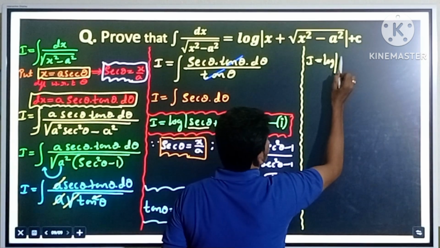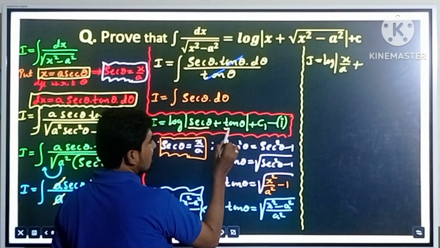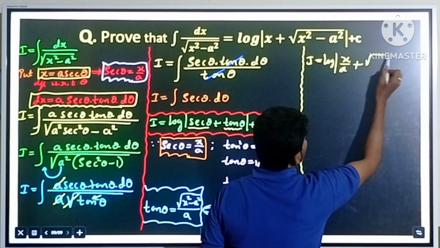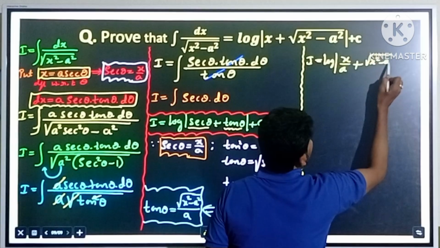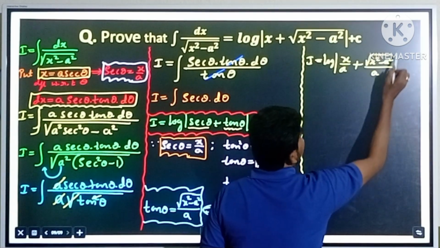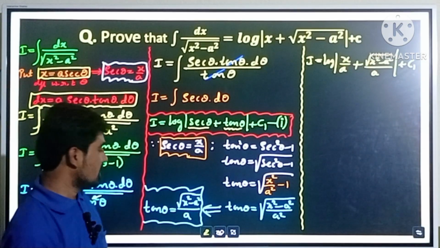X by a. So in place of secant theta, x by a plus tan theta. What is tan theta? Root x square minus a square divided by a, plus constant C1. I hope all of you are understanding.